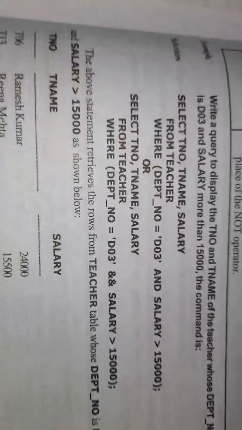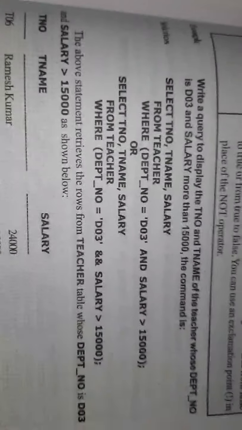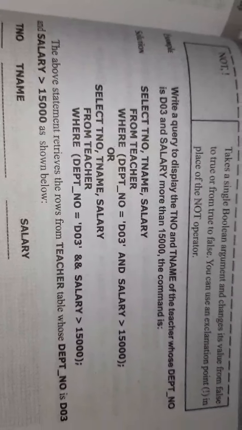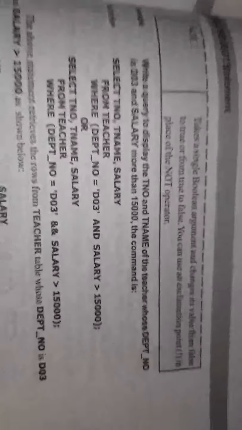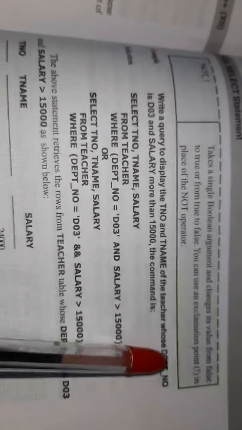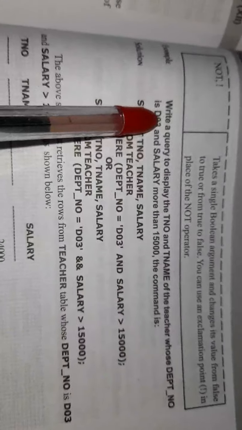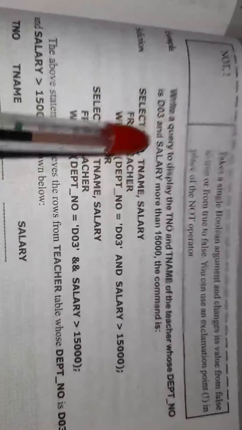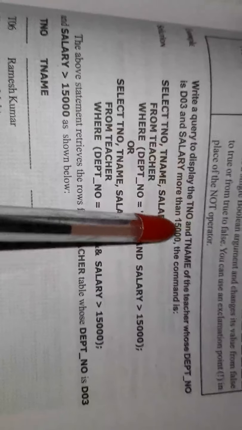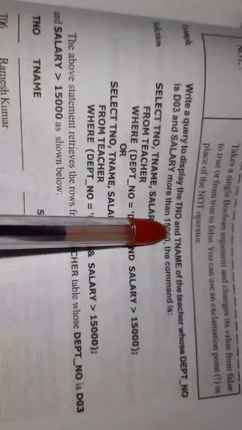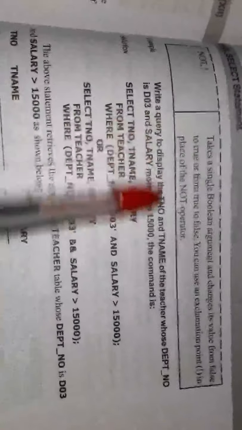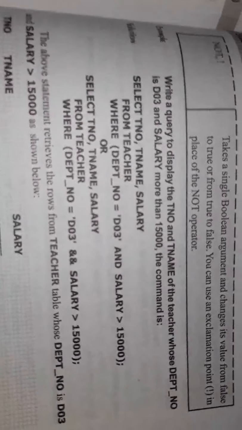So since it is boolean, that means true or false, now we have to use the logical operator, that is AND. Because here, based on whose department number is D03, the data from the department number column should be D03 and only D03, not D02, not D01, and also from the salary column it should be more than 15,000, not less than 15,000. So both should be true. In that case, since both should be true, we use the logical AND operator.